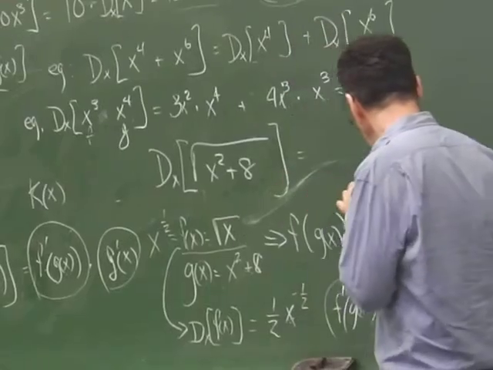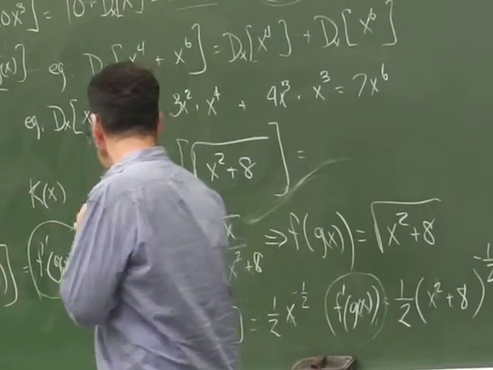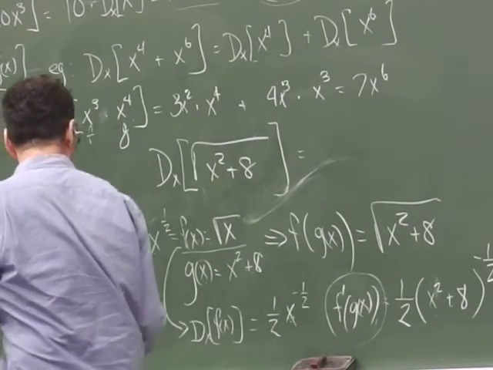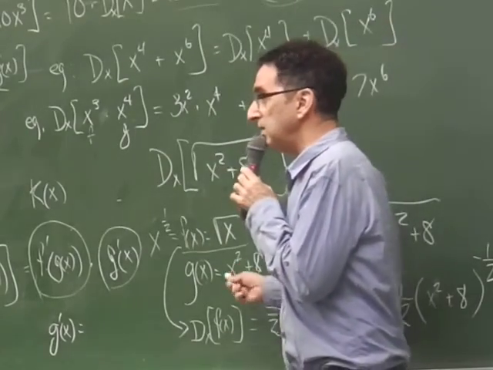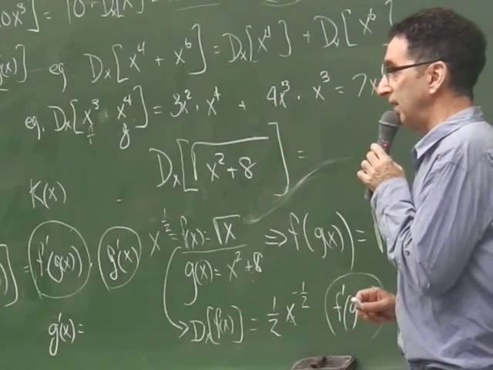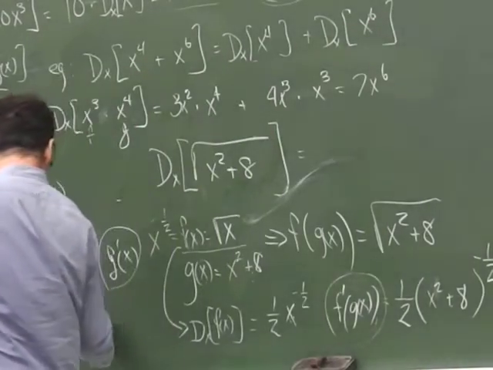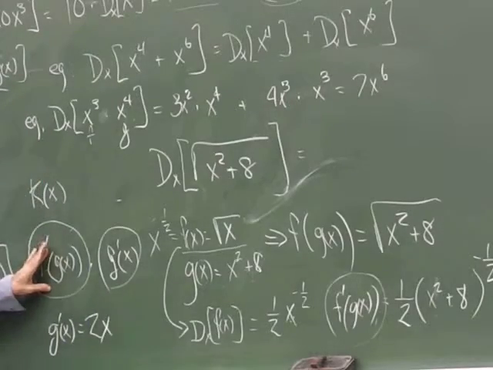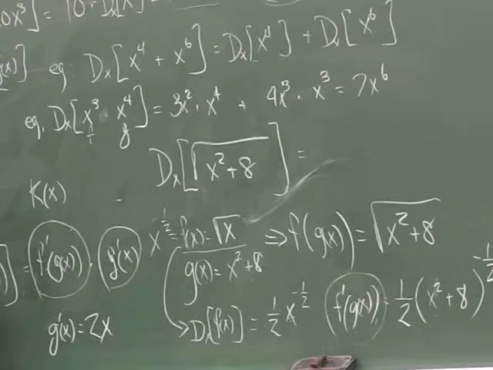So I have to take this times g prime. What's g prime? Let me write it here. So where's g again? g is here, x squared plus 8. And what's the derivative of that? 2x, right? So this is 2x. So I'm basically done. I needed this piece, which I already did over here. And I needed this piece, which is here. I just have to multiply those two together.